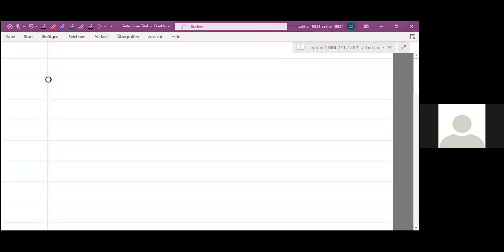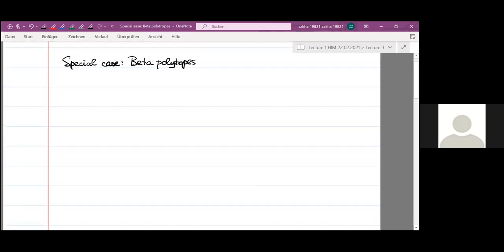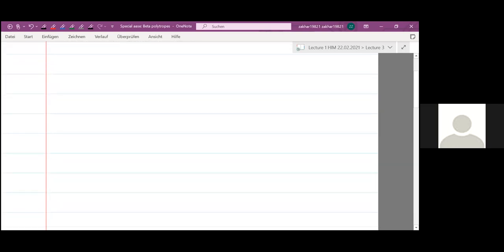So let us consider the beta polytope, a special case of the application. And the same can be done for beta prime polytopes. Now, the beta polytope is not a projection. It is not defined as a random projection, but we can do the following.